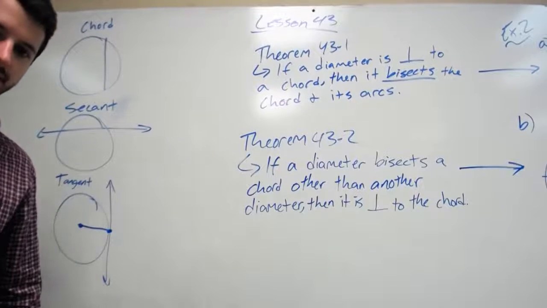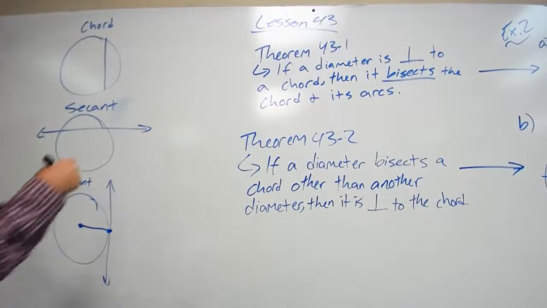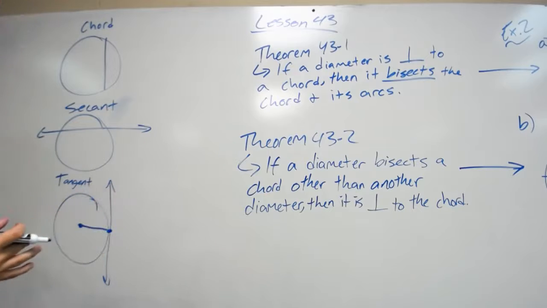We're going to look at circles a little bit deeper. We already know about diameters and radius. Diameter is at two endpoints and goes through the center, and radius is at the center and goes to an endpoint in the circle.